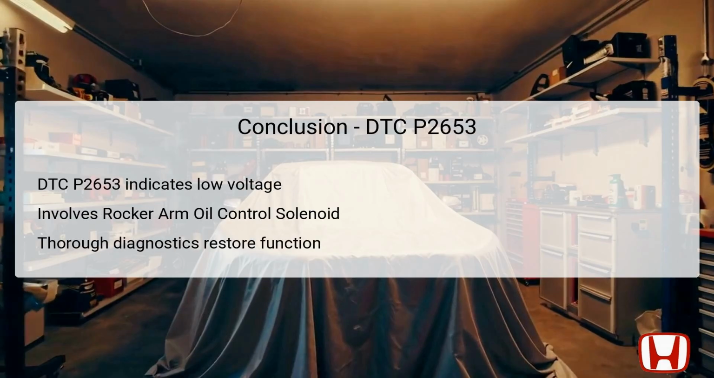In conclusion, DTC P2653 indicates a low voltage condition affecting the rocker arm oil control solenoid B, which directly impacts the engine's variable valve timing system. This issue can significantly affect overall vehicle performance, leading to symptoms such as reduced power and increased emissions.